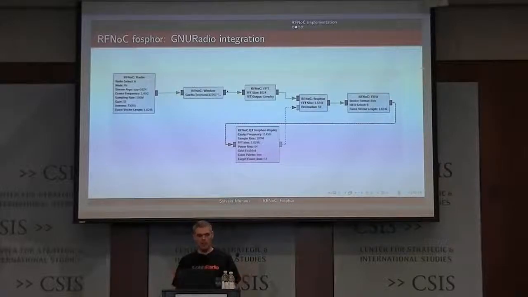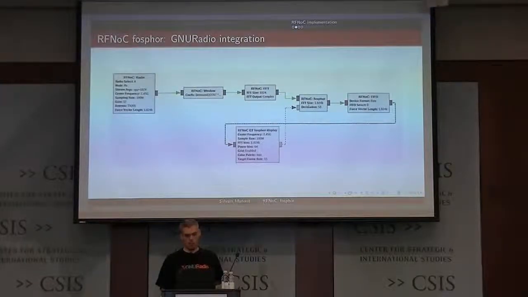This would be the absolute minimum flow graph you would have in a radio to use RFNoC Fosphor. Obviously it all starts with the radio that sends samples into the pre-existing window block, then the FFT block, and then it all goes to the RFNoC Fosphor block, which will compute all the statistics and so on internally in the FPGA.